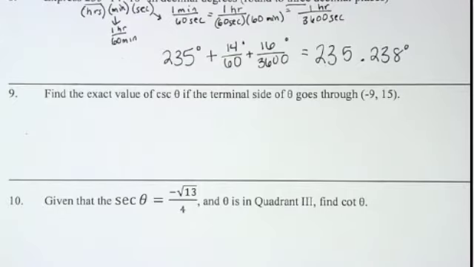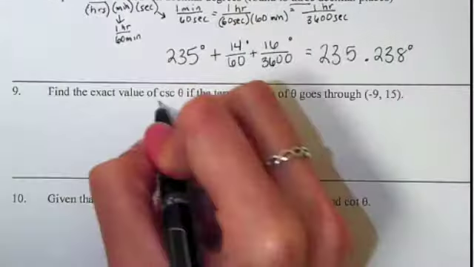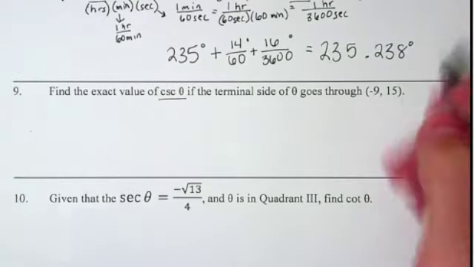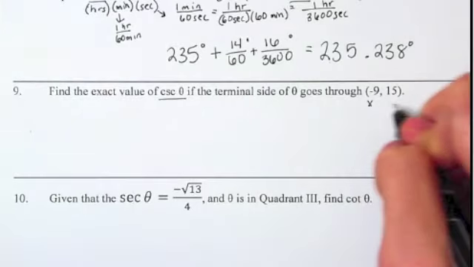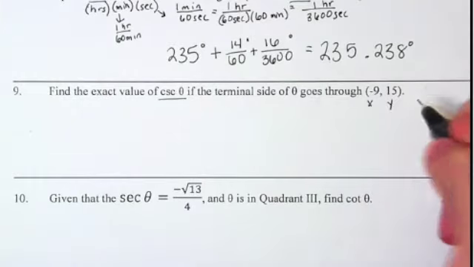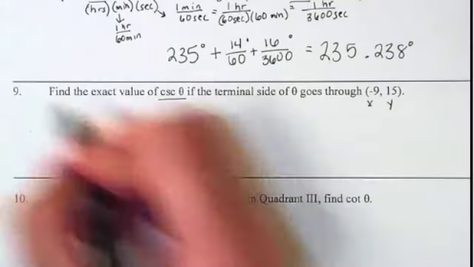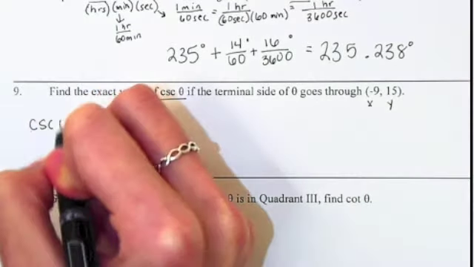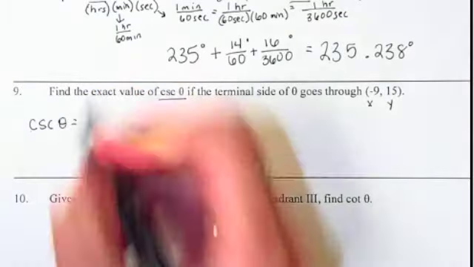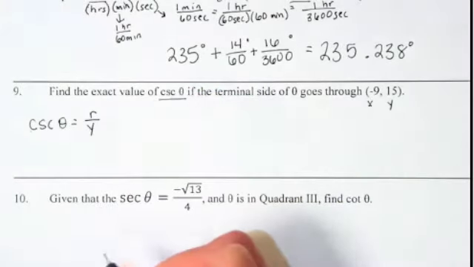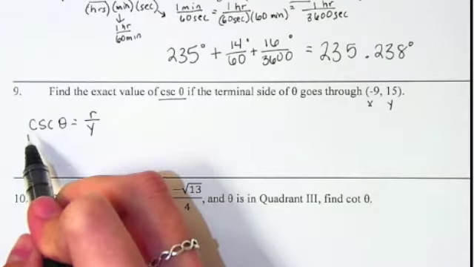Number 9 says find the exact value of cosecant if the terminal side of theta goes through -9, that's my x, and 15, that's my y. If they give you a point, you know that's definitely your x and your y. Cosecant, I know, is r over y. It's the reciprocal of sine, something that does not start with a c.